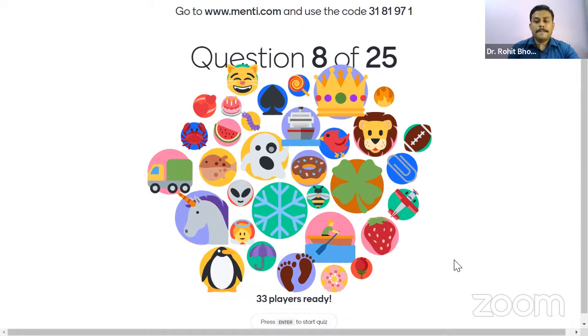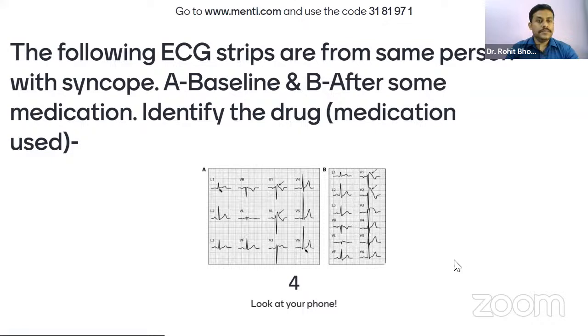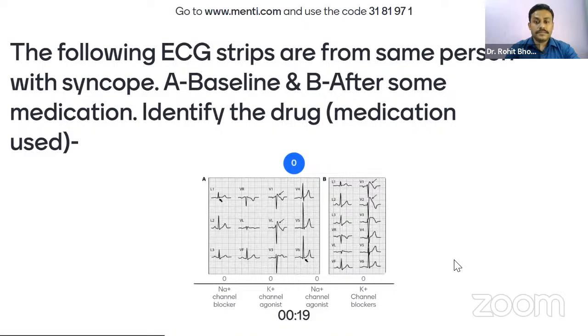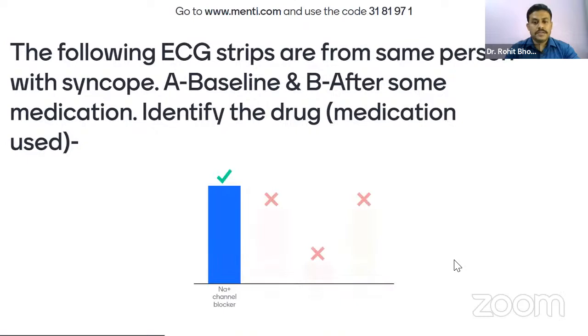Question number 8. Two ECGs are there, A and B. Here also you have 20 seconds more time because you have to see which drug caused these changes in ECG. So majority correct, it is sodium channel blocker.